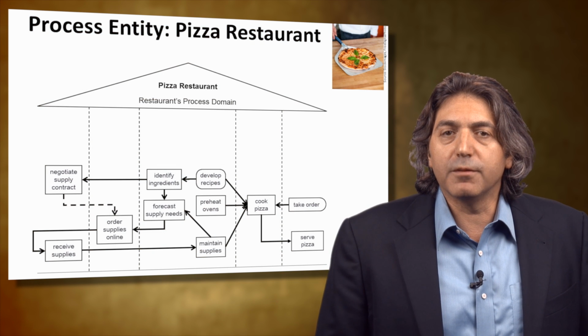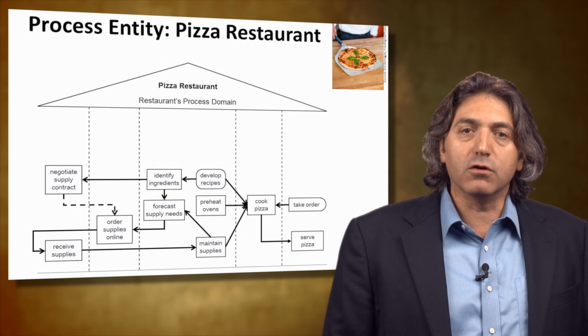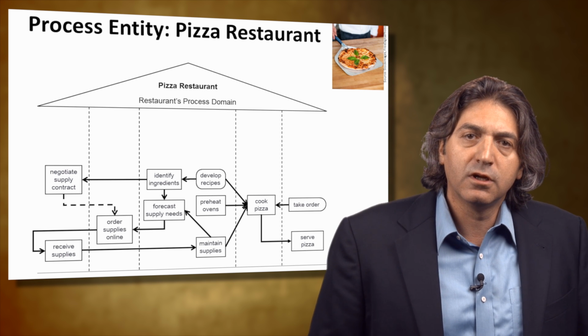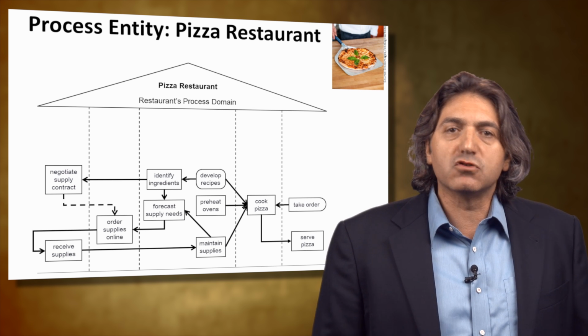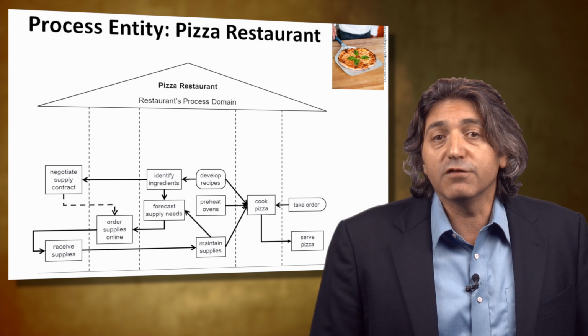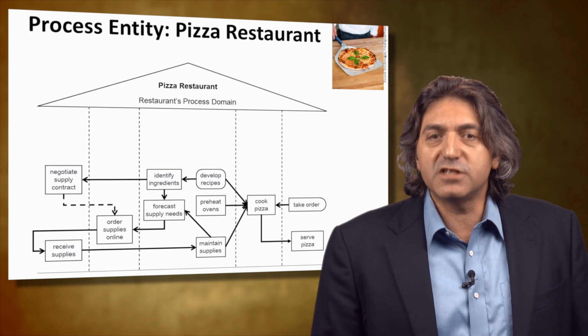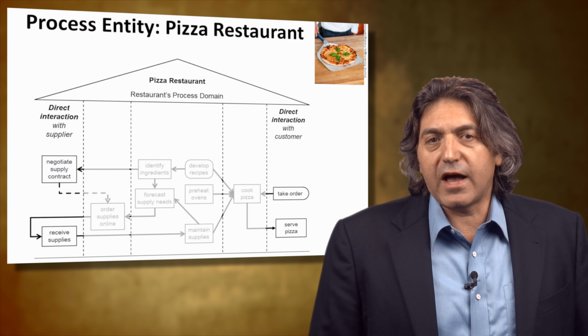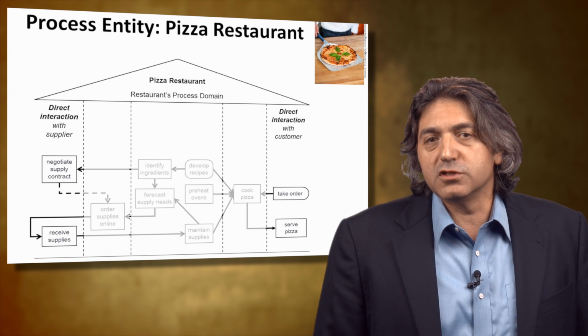In this kind of diagram, the boxes represent process steps and the arrows, the lines connecting the boxes, represent dependencies between the steps. Now we've also put these boxes and arrows representing the process steps and dependencies into this little house-like shape. The different regions of this house represent different kinds of steps. The region at the edges of the house represents steps that involve the pizza place interacting directly with others. On the right, that's the customer, and on the left, that's the supplier. The critical interactions with the customer are to take the order and serve the pizza.